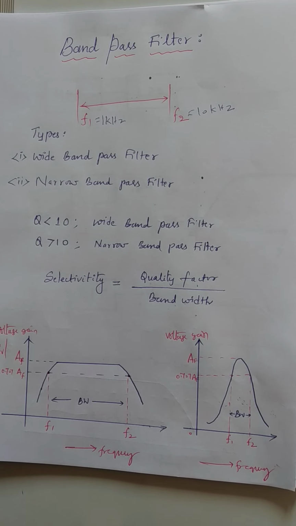Dear all, in the last few videos I explained the concept of low pass filter and high pass filter. A low pass filter passes only low frequency signals and blocks or attenuates all high frequency signals. A high pass filter passes only high frequency signals and blocks or attenuates all low frequency signals. In this video, let us discuss the concept of band pass filter.